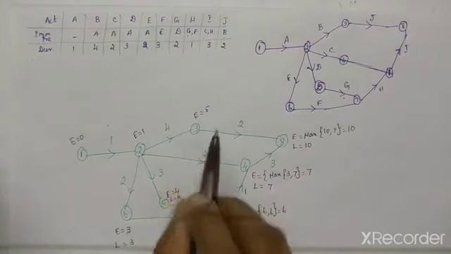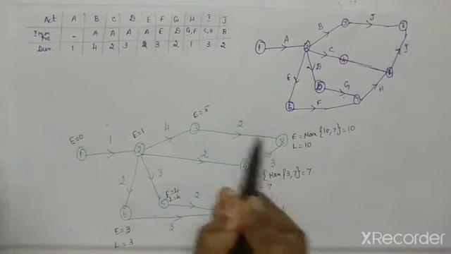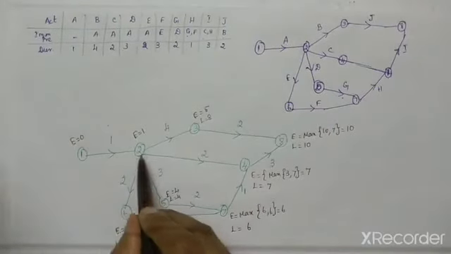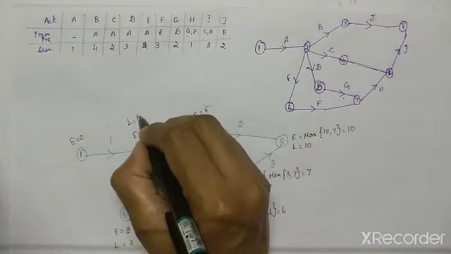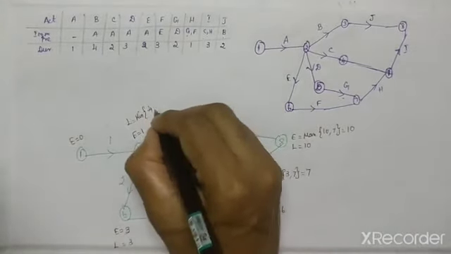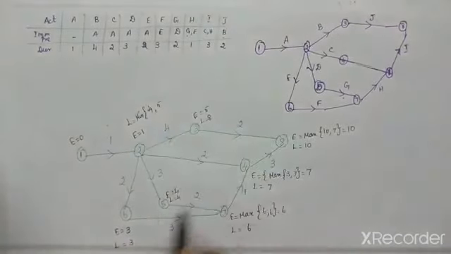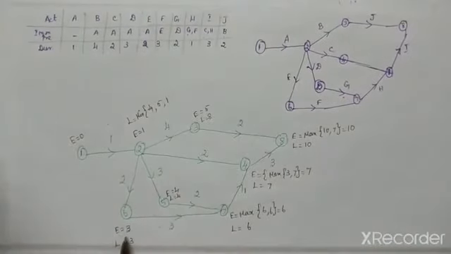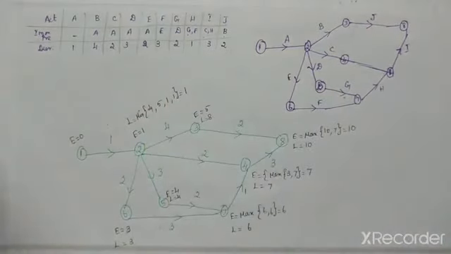Finally you have to come to this one. For this only one outgoing activity, and the outgoing activity is 2. So 10 minus 2 is 8. So L value will be 8. Now listen here, there are 4 outgoing activities. So you have to write L is equal to minimum of, for this activity 8 minus 4 is 4, for this activity 7 minus 2 is 5, for this activity 4 minus 3 is 1, for this activity 3 minus 2 is 1. So finally L value will be 1.